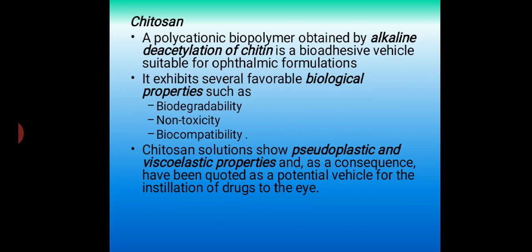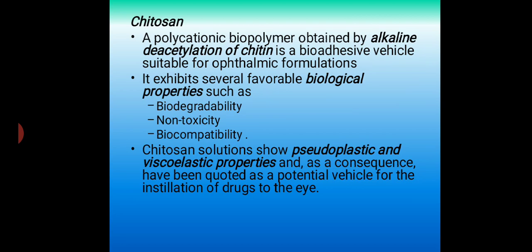The next polymer is chitosan. Chitosan is another naturally occurring biopolymer. It is obtained by alkaline deacetylation of chitin, and it is utilized as one of the main vehicles for ophthalmic preparations as well as mucoadhesive and biodegradable drug delivery systems.